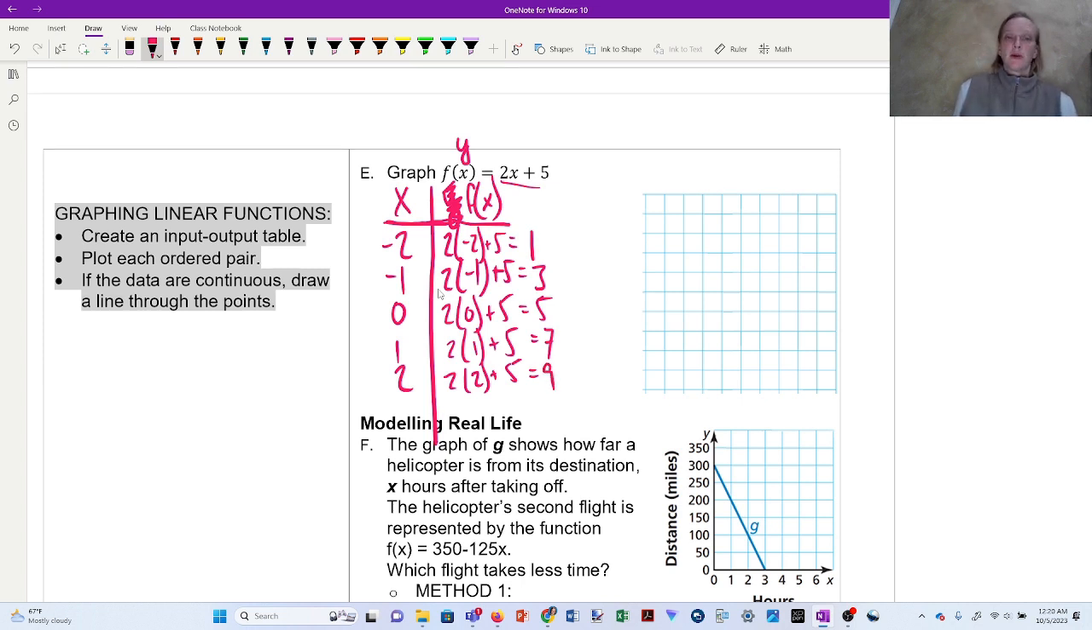So I now have all my data points. I know my x values. I know my y values, or f of x values. And now I need to plan my graph accordingly.